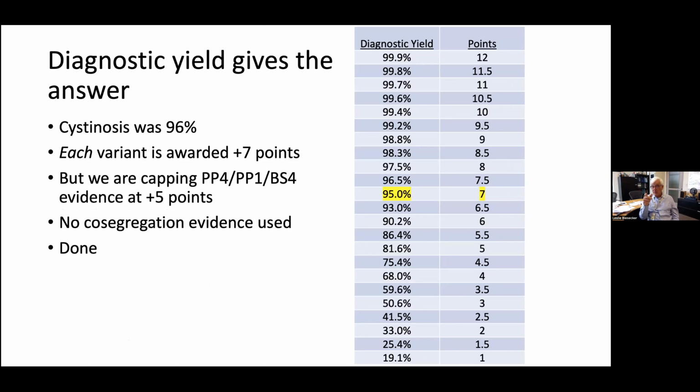And each variant, because remember the effect is we're compound hets, each variant is, you look at the table and find where 96% lies. It lies between these two values of 7 and 7.5 points. And notice here we're using half points, which is interesting. We can talk about that later. You always go estimate on the low side. So 95% is below 96. You don't ever go above. So each variant, based on just observing it in a patient with typical cystinosis, is awarded 7 points. But as I said earlier, for this group of evidence, we're capping it at 5. We do not use segregation evidence, and therefore you are now done with PP4, PS1, and BS4 for these two variants for your variant classification.